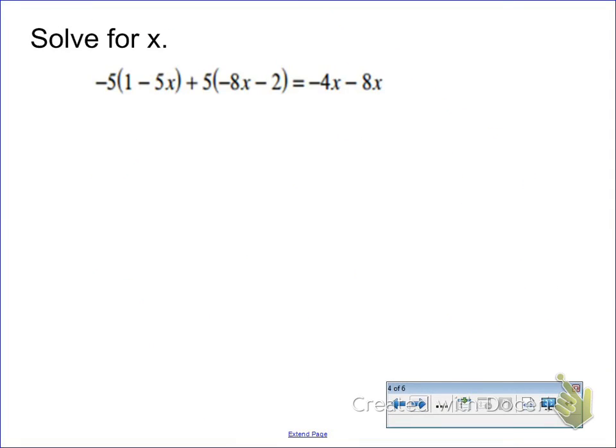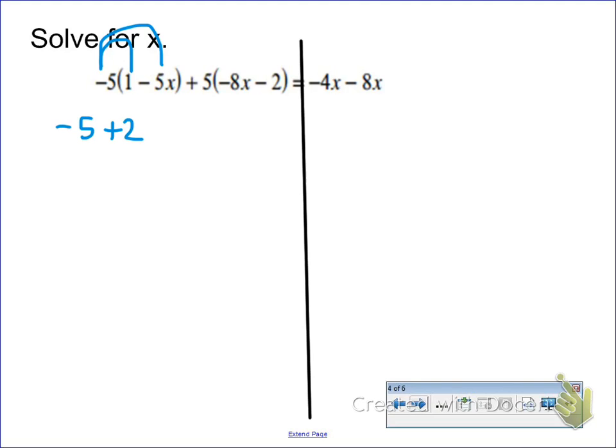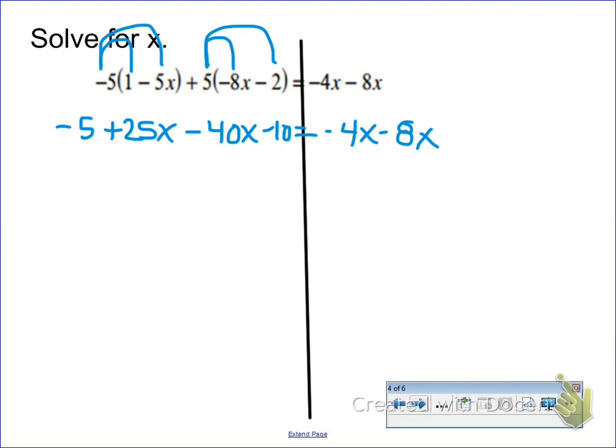Okay, so let's go on to something a little bit more complicated. So, with this one, we really want to make sure the wall is drawn. So what we're going to do first is we're going to distribute this and get rid of all parentheses. So negative 5 plus 25x. The reason why it's plus is that negative times a negative becomes a positive. And then distribute this 5 to both terms in this set. So minus 40x minus 10 is equal to, nothing done over here because there's no distribution to be done yet.